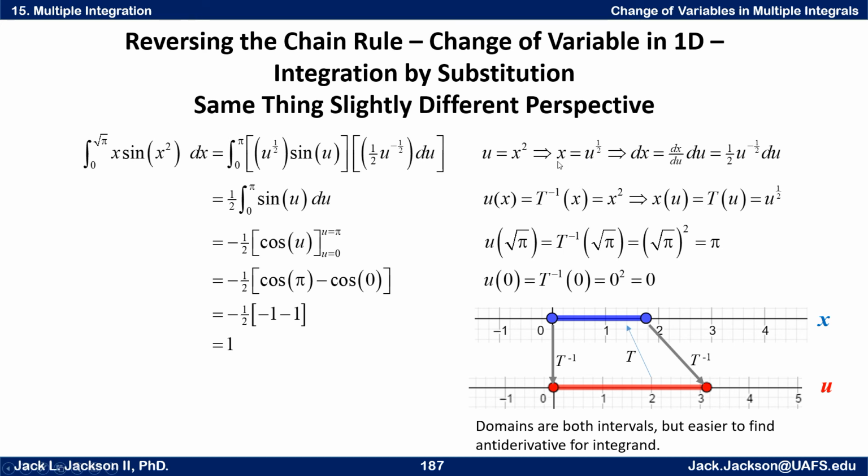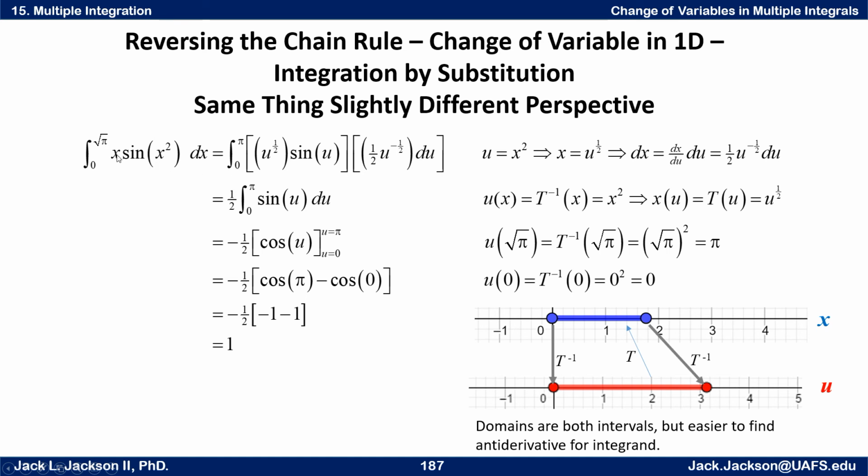Now I want to find dx, which is dx over du times du. So the derivative there is 1/2 u to the -1/2 du. Okay, so this is the same thing with a slightly different version of the substitution. So now what I do is I just go through and take each piece.